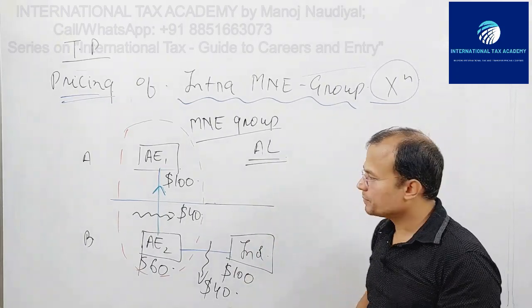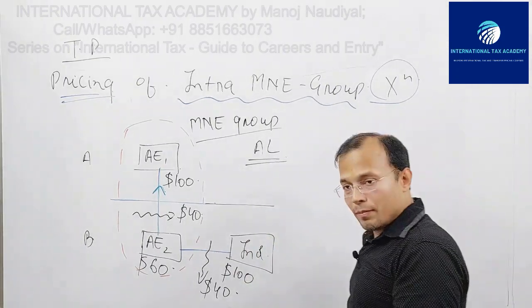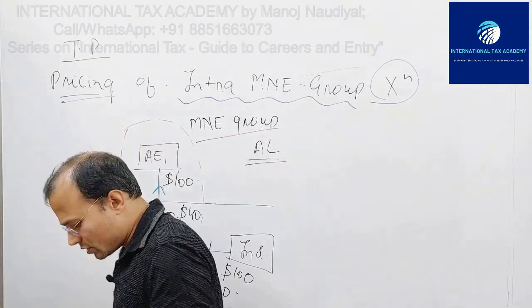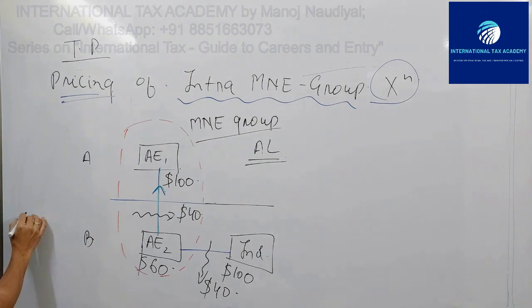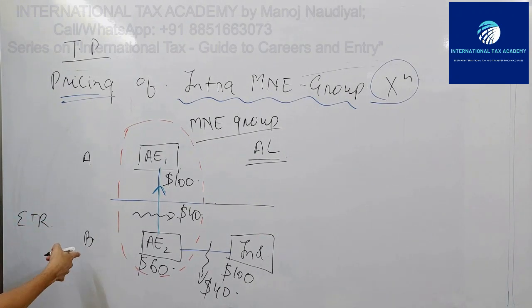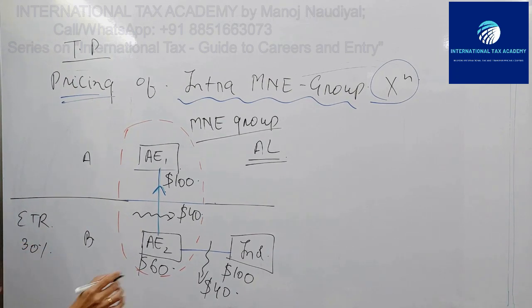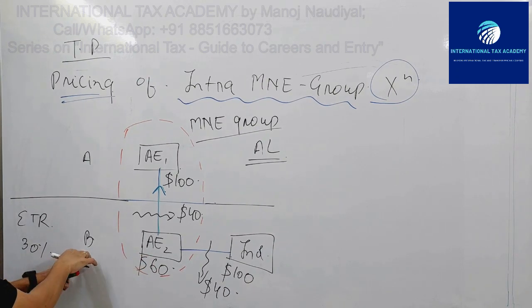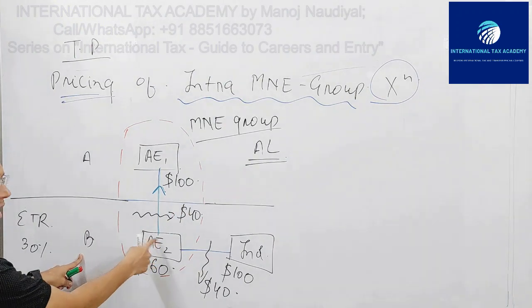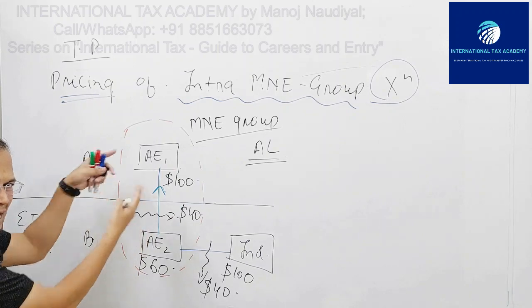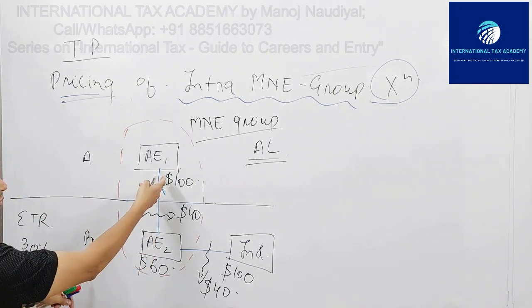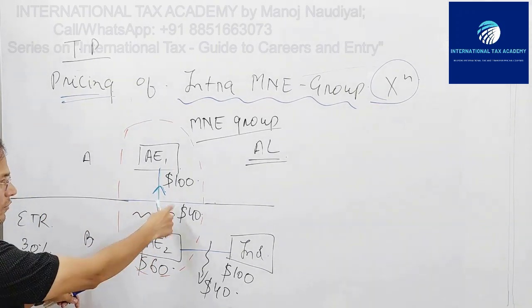Now let me make a magic. Let me put down certain numbers. So the effective tax rate in country B, say for example, is 30%. I'll quickly do the math. Country B will tax this because AE2 receives a profit. Profit is selling price minus cost price. So the selling price was 100, cost was 60, and therefore 40 is the profit.